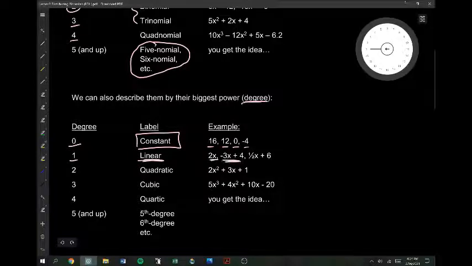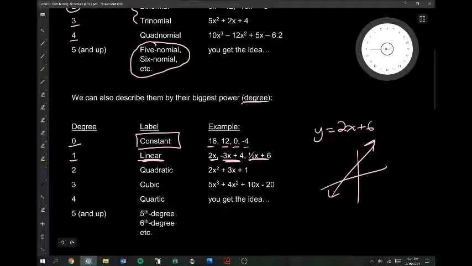2x, -3x plus 4, 1/2 x plus 6. Those are linear because if you have an equation like y equals 2x plus 6, it's going to graph as a line. If the biggest power is 2, you have a quadratic. If the biggest power is 3, you've got a cubic. And then 4, quartic, you don't hear that often, but you can. Other than that, we just call them 5th degree, 6th degree, and 7th degree polynomials.